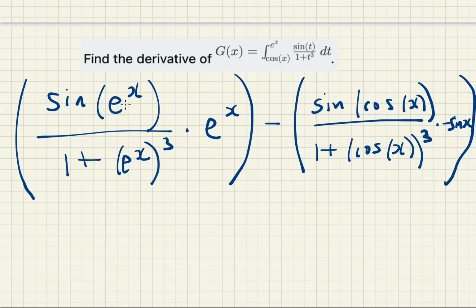Of course, you can simplify here and then multiply through, and then simplify here, multiply through. But yeah, this should be okay for most exams.